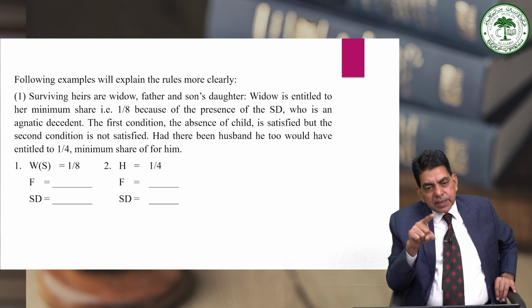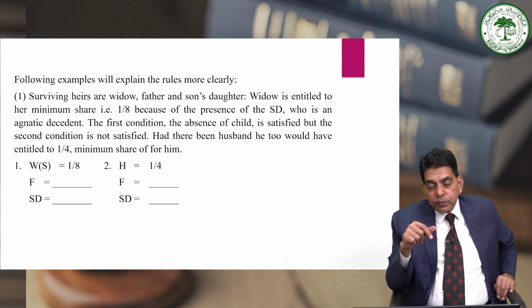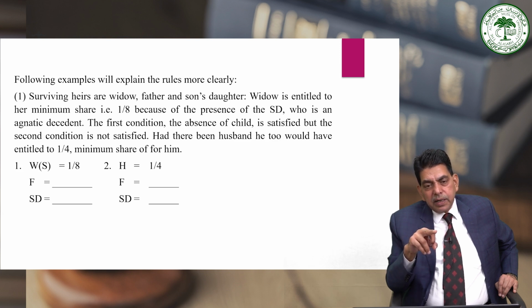Because of the presence of the agnatic descendant member from the agnatic descendant class, the share of the widow will go to the minimum and she will be entitled to the minimum share, that is 1/8 in this situation. In example 2, suppose there is a death of W, a woman. She has died leaving behind her husband H, her father F, her son's daughter again D.